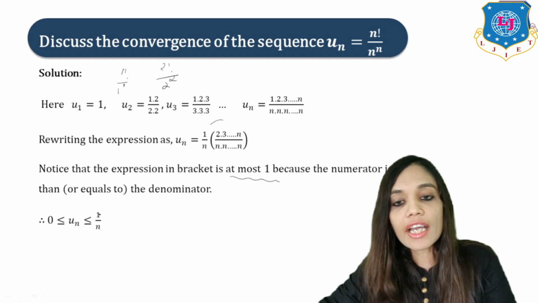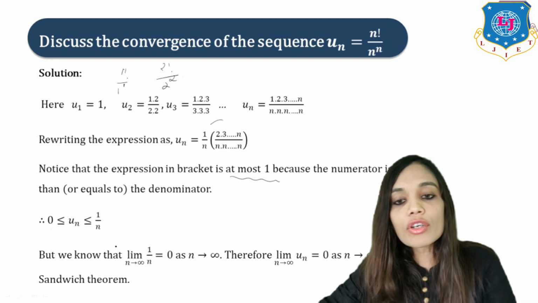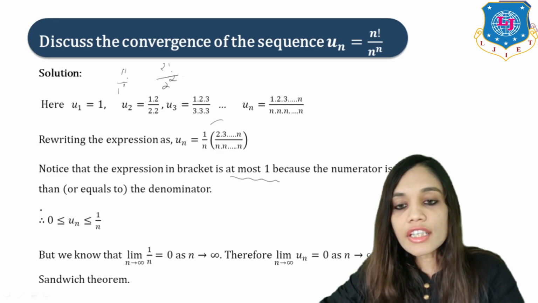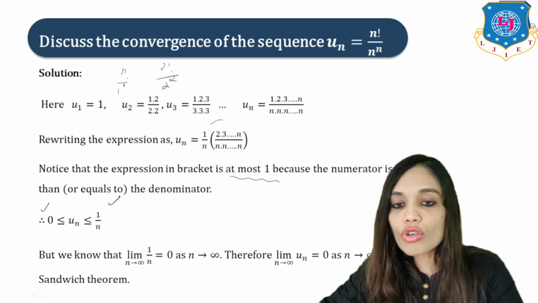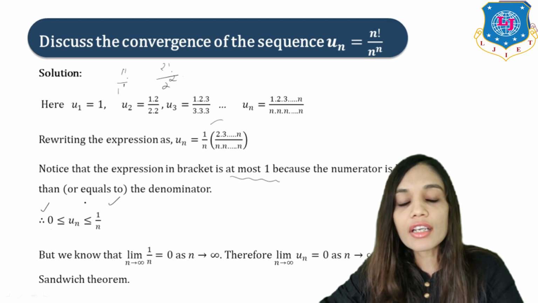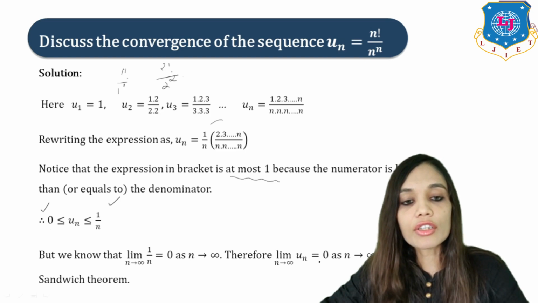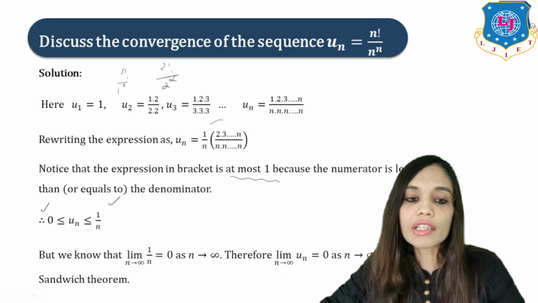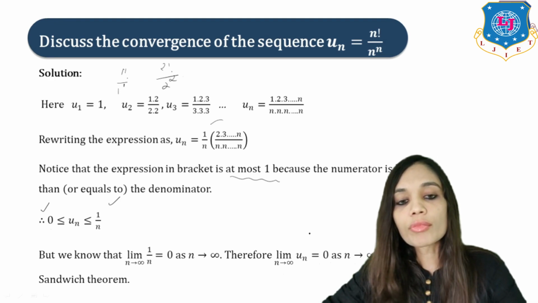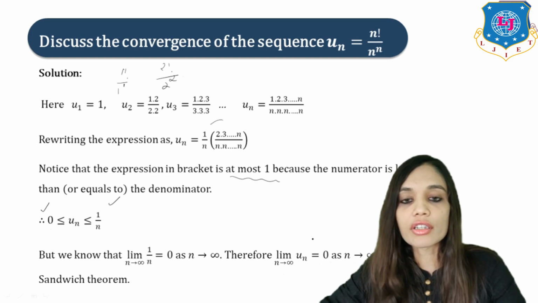Now as we take n tends to infinity, we know that limit n tends to infinity, 1 upon n will be equal to 0. Therefore, this goes to 0, this also goes to 0. Therefore, what we can say? Limit n tends to infinity, un will be equal to 0 as n tends to infinity by sandwich theorem. Therefore, we can say that the given sequence is convergent.